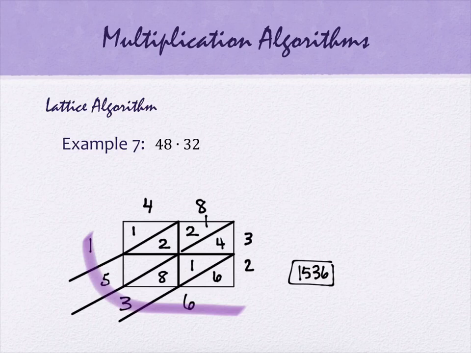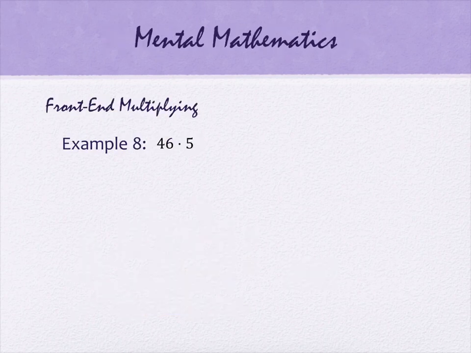Okay. As with the other two sections we've done, addition and then subtraction, we're next going to look at mental mathematics and then computational estimation. So mental mathematics, remember, means I'm trying to do something that doesn't require more than how many steps? 3 steps in my head, but I'm going to show the work so that I can see what's going on in your head. All right, so this is front-end multiplying.